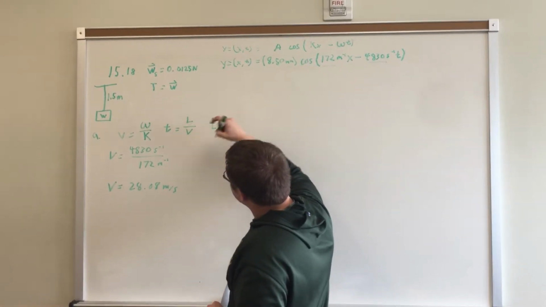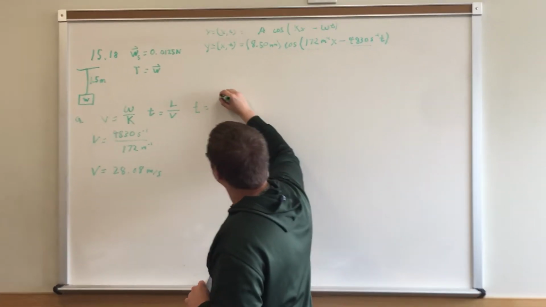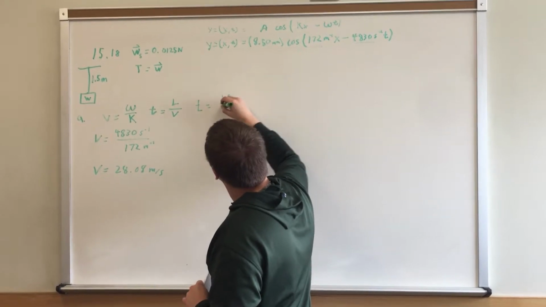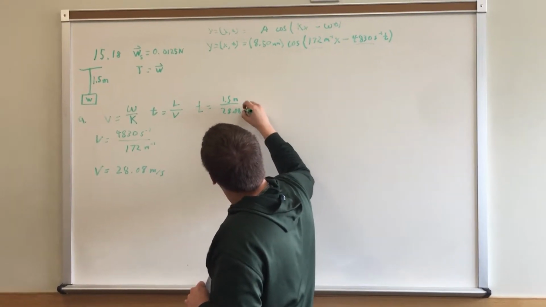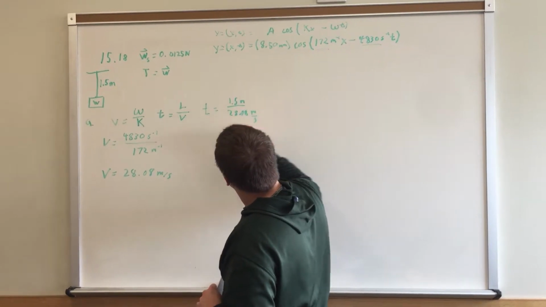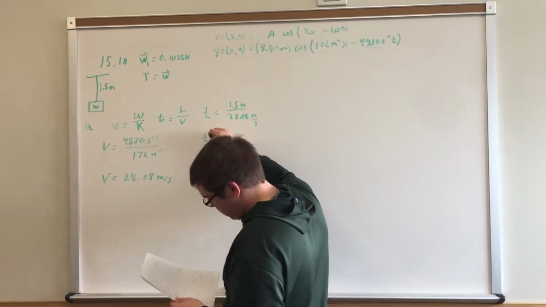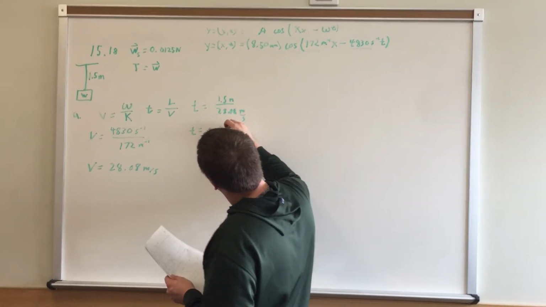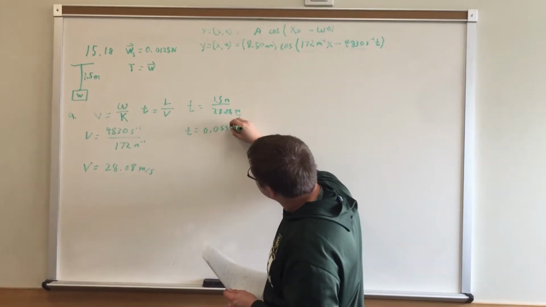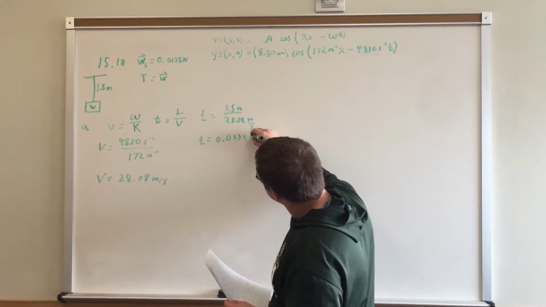So we get the time equals the length of the string, which we know is 1.5 meters, and we're going to divide that by 28.08 meters per second. And we get that t is equal to 0.0534 seconds.